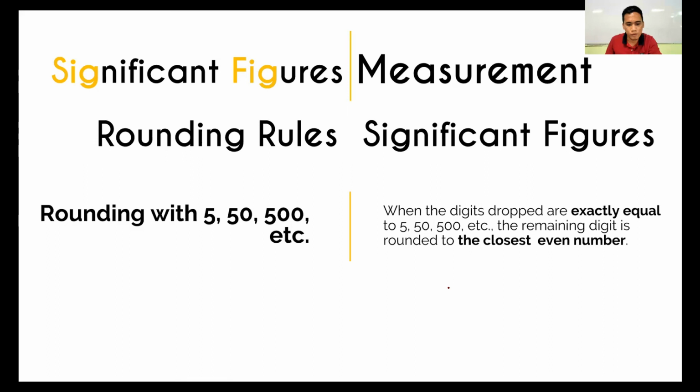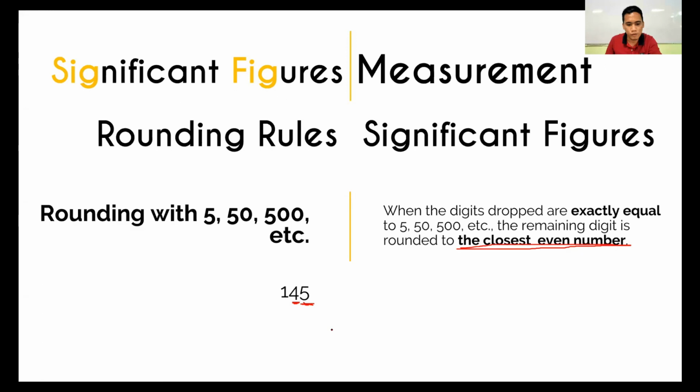Sir, how do we know if we round up or round down? It depends on whether it is an even number or an odd number. For an even number, for example, 145 rounded to its nearest tens. As you can observe, the digit is exactly 5, and the digit in the tens place is an even number. So we round to its closest even number.